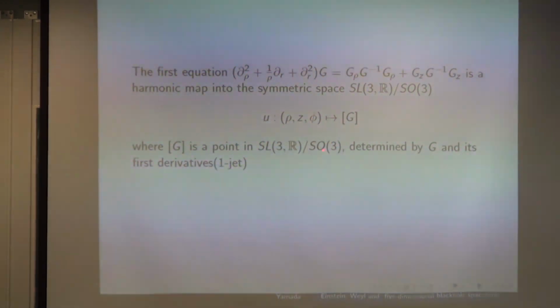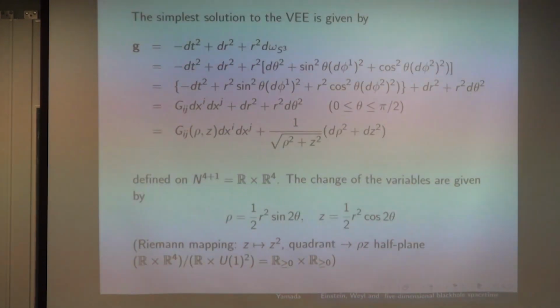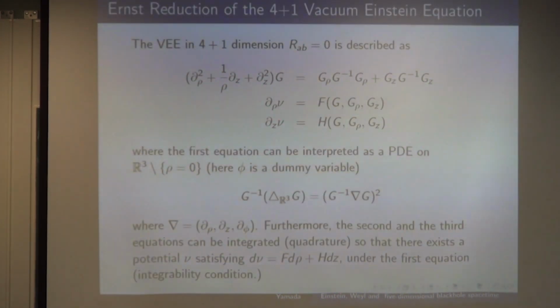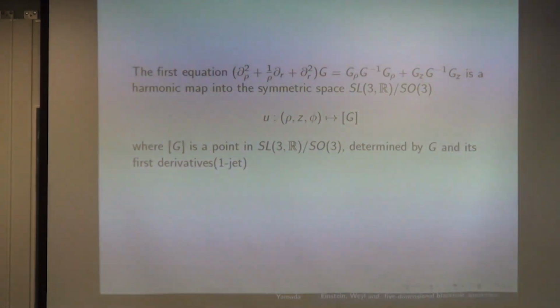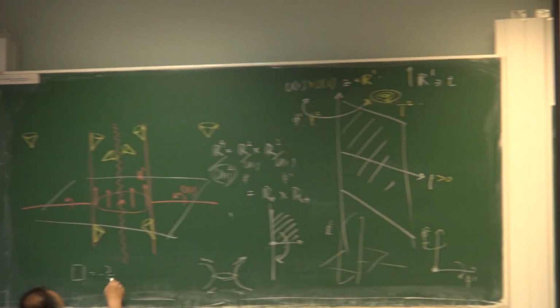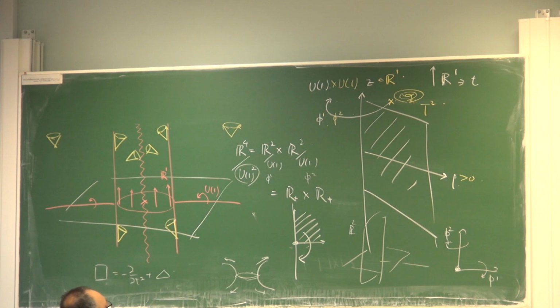And then this point G is determined by this 3x3 matrix. I'll show you how it's determined. It's done by physicists. Let me say that I'm running out of time, but the punchline is that the Einstein equation is known to be a wave equation. So you have this box operator, minus dt squared plus the Laplacian.